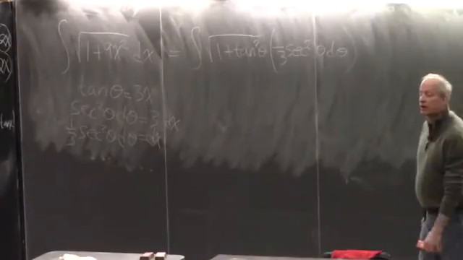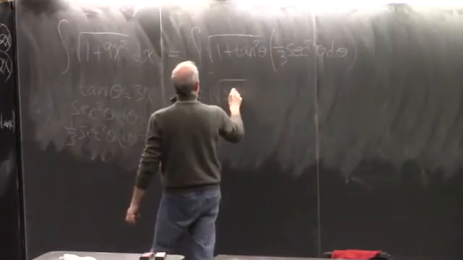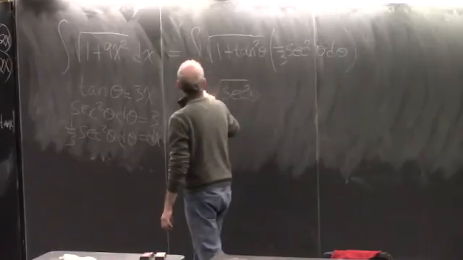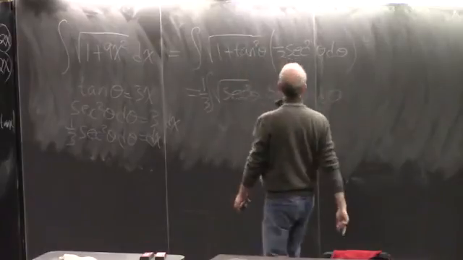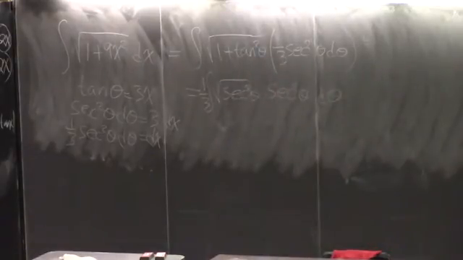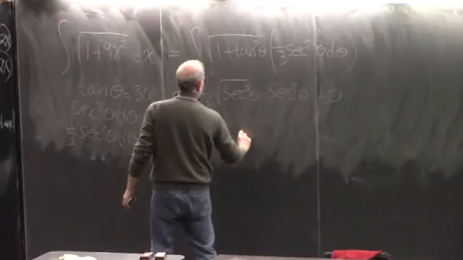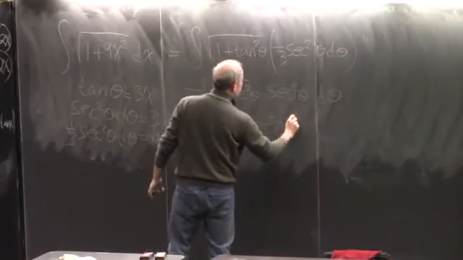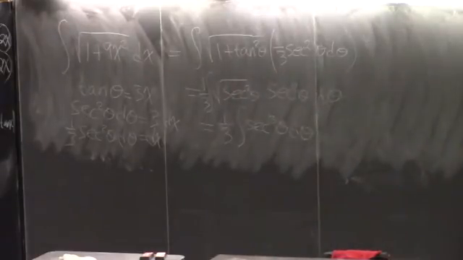What is 1 plus tangent squared? It's secant squared. So this is now the square root of secant squared. The 1/3 goes out here. Secant squared theta d theta. Brace yourselves, it's going to take the whole board. What's the square root of secant squared? Secant, times secant squared. So this is now going to become 1/3 the integral of secant cubed theta d theta. Whew. All right, now we have to integrate secant cubed.